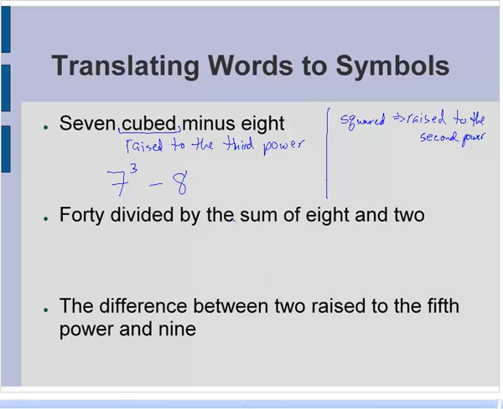40 divided by the sum of 8 and 2. Sum tells us an addition, so we need to add 8 and 2. We need to divide 40 by that sum. So here's the division. I'll use the fraction bar. The sum of 8 and 2, 40 divided by that sum.